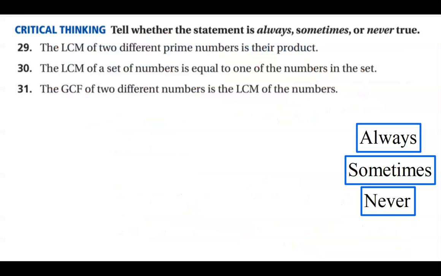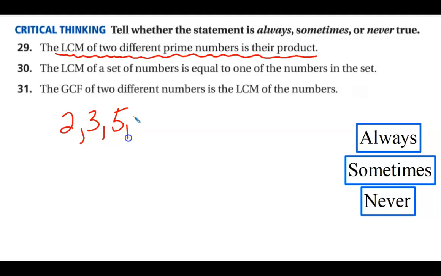Okay, let's look at one last one where I'm trying to figure out if these are always, sometimes, or never true. The first statement says the least common multiple of 2 different prime numbers is their product. And I think that makes sense because if you think about it, they have no common factors. And what do you do if there's no common factors? You multiply the 2 numbers together. Okay, that's going to be always true.